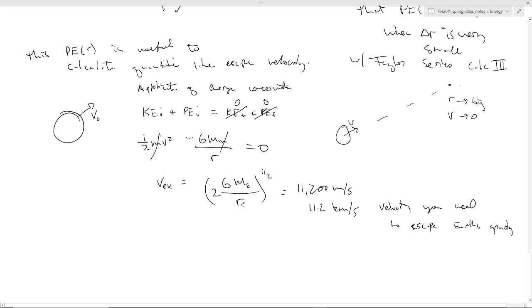And the main reason that I'm showing you this is just because it's an application of the potential energy as a function of r due to gravity.